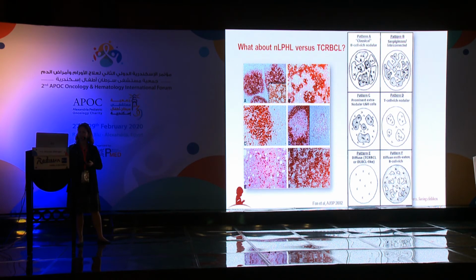Then this is a T-cell-rich nodular. And then here you have pattern E, a diffuse T-cell-rich B-cell or almost diffuse large B-cell lymphoma type. And here a diffuse moth-eaten B-cell-rich. Again, we at St. Jude do not classify them like this. I wish we did, and we may start doing it.